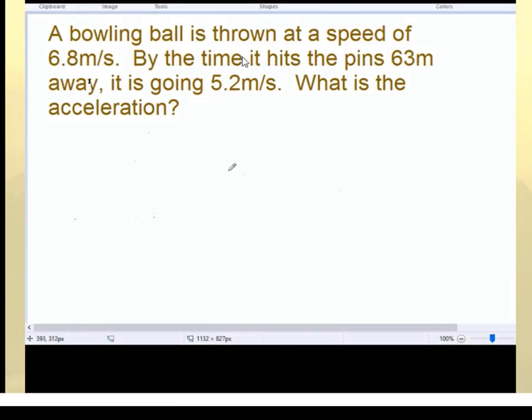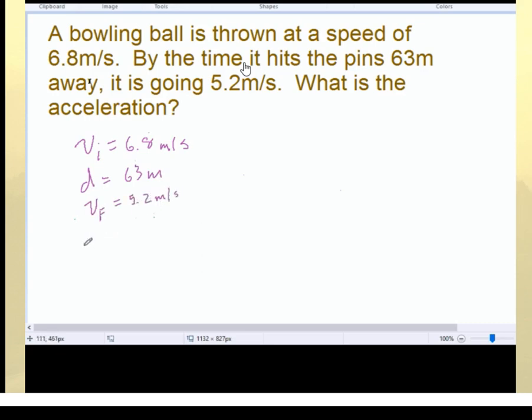All right, in this problem we have a bowling ball and it's being thrown, that sounds dangerous, at a speed of 6.8 meters per second. So let's see, I'm going to call that my initial velocity, 6.8 meters per second. By the time it hits the pins 63 meters away, well, that's a distance, so 63 meters. It's going 5.2 meters per second. Well, that's another velocity, so I'll call that my final velocity, 5.2 meters per second.